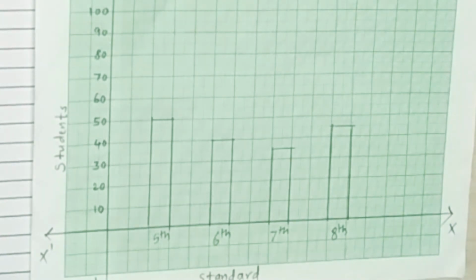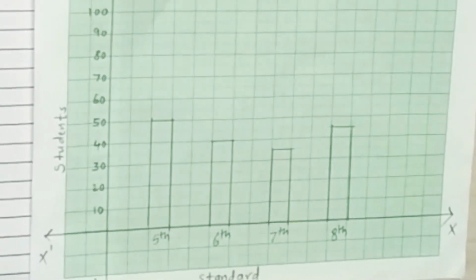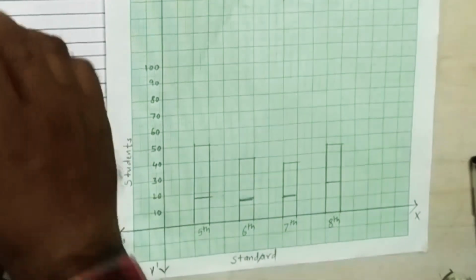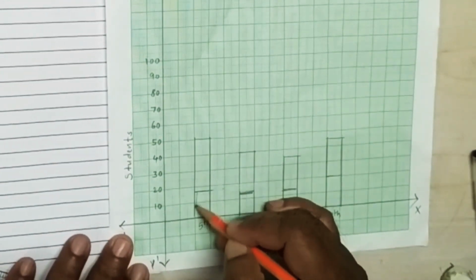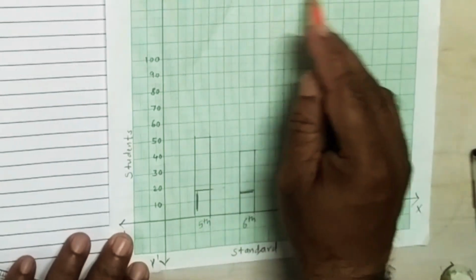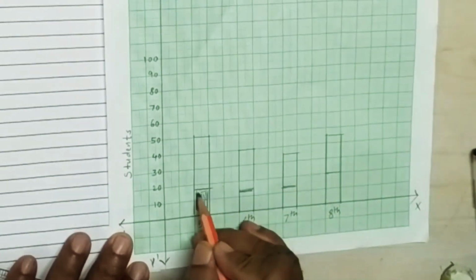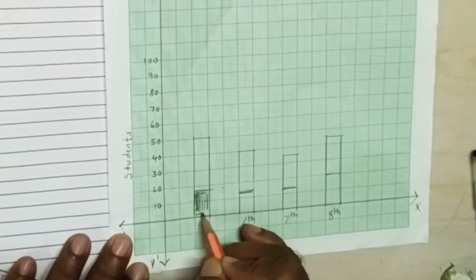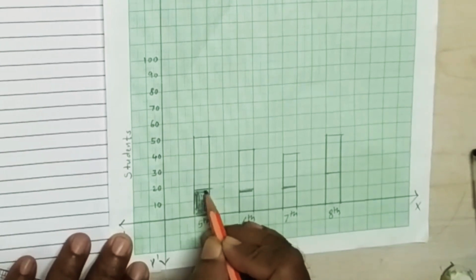So this is a bar graph. Now we'll divide the boys and the girls in the class. The number of girls in 5th standard is 17. So 17 girls in 5th standard. Show the girls by the shaded part. 17 girls, and the unshaded portion represents the number of boys in the 5th standard.